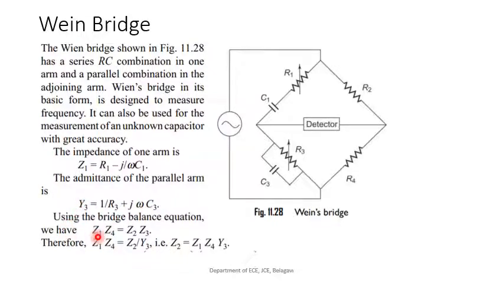Now you have to write this balance equation, and then we have to find out for Z2, or R2. So write this equation. Then you can see here it is written Y3. Now Z is impedance, Y is admittance, or you can say Y is the reciprocal of Z. So if you take the reciprocal, you will get this Y3, and it is given by 1 by R3 plus J omega C3. This equation you remember.